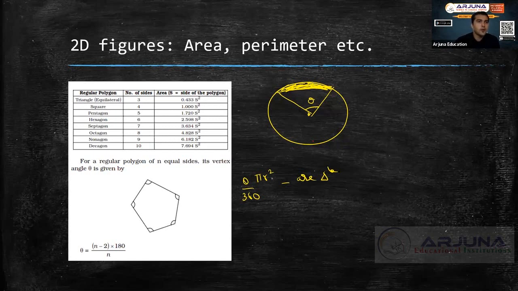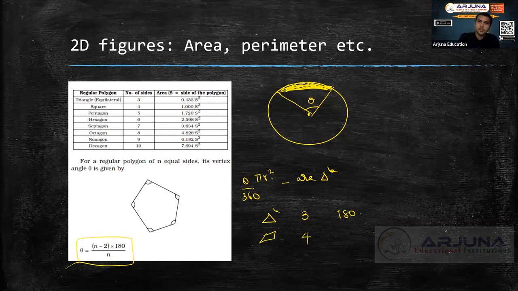Now this is about a regular polygon with n sides, and you can remember this formula, which is very important: theta equal to n minus 2 by n into 180. It's very simple to understand. For a triangle, how many sides? It has 3 sides, and the total sum of the angles is 180 degrees. For a quadrilateral, which has 4 sides and 4 angles, the summation is 360 degrees. A pentagon has 540 degrees.